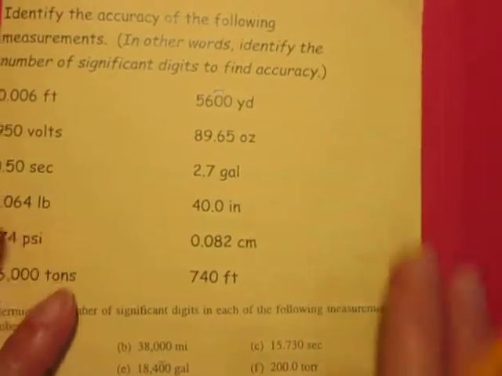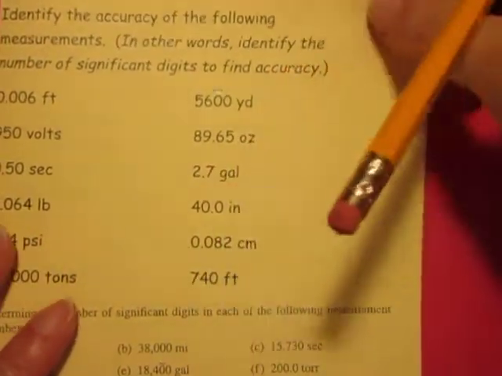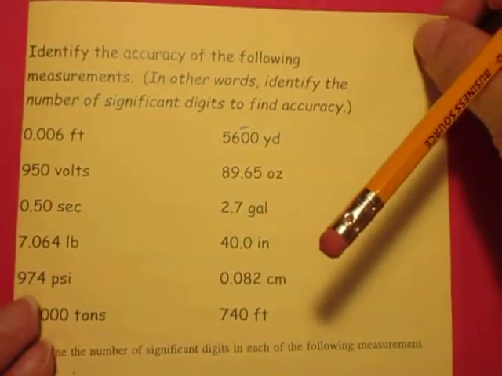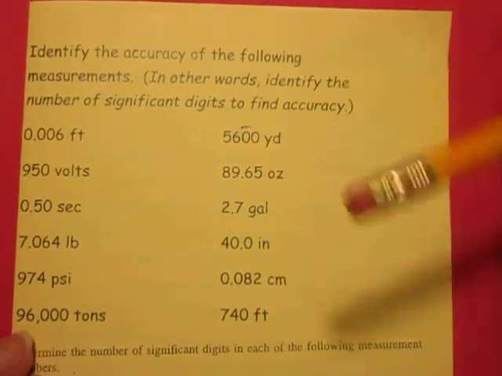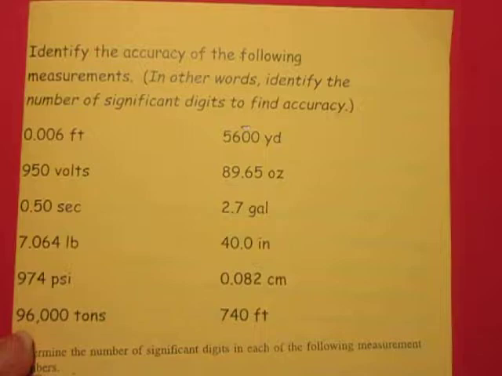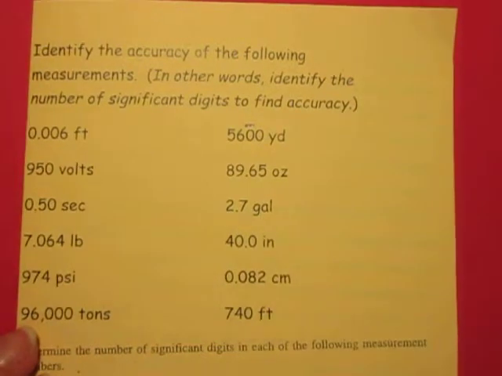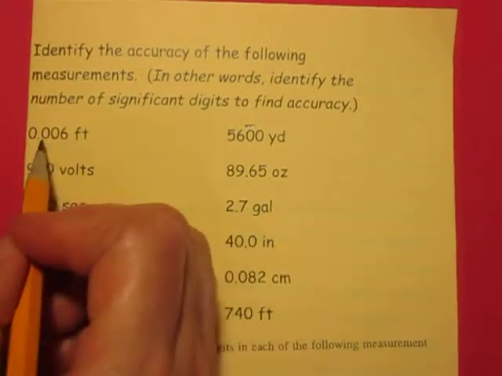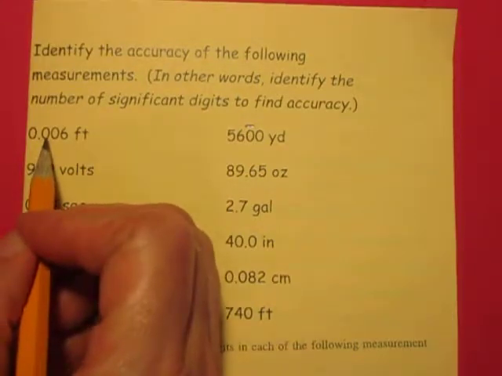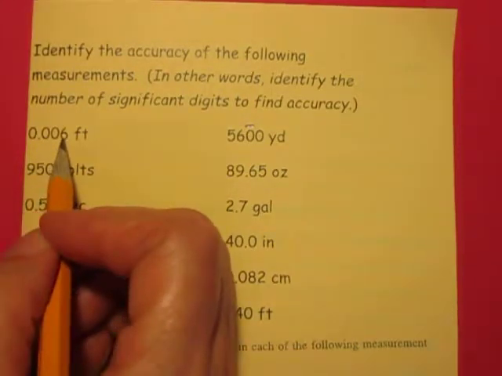So what we need to do is practice this a little bit. We're going to find that the whole definition of accuracy has to do with significant digits. So that's really 2 ways to ask you to do the same thing: find the significance, or the number of significant digits, or find the accuracy. So we're going to take a look at these one at a time and apply the rules. So here I have 6 thousandths.